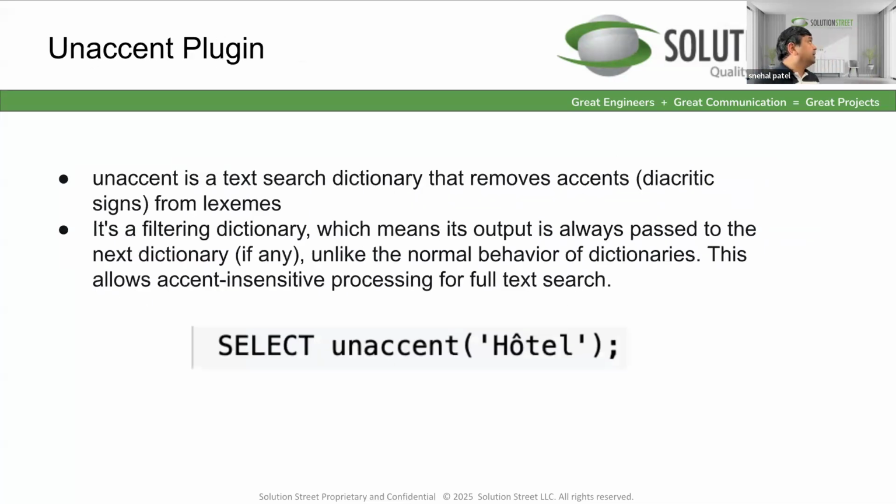The next plugin is the unaccent plugin. Basically, this is for removing accents or diacritics from the user input. So this is again another plugin. Once it is enabled, it allows removing the accent. This is useful if the data contains these accents.